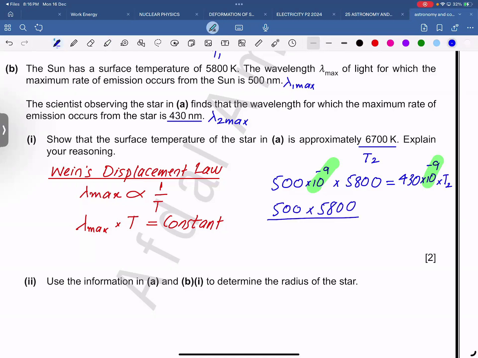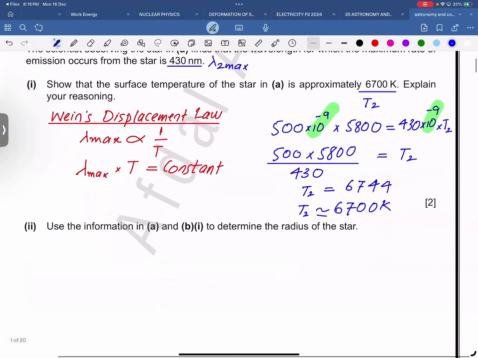Now rearrange: 500, 5800, 430, T2. First write the actual answer, then write the rounded one: 6,700 Kelvin. It's fine. 6,744, which rounds to this. So whenever they ask you to explain, please don't forget to write the reason.